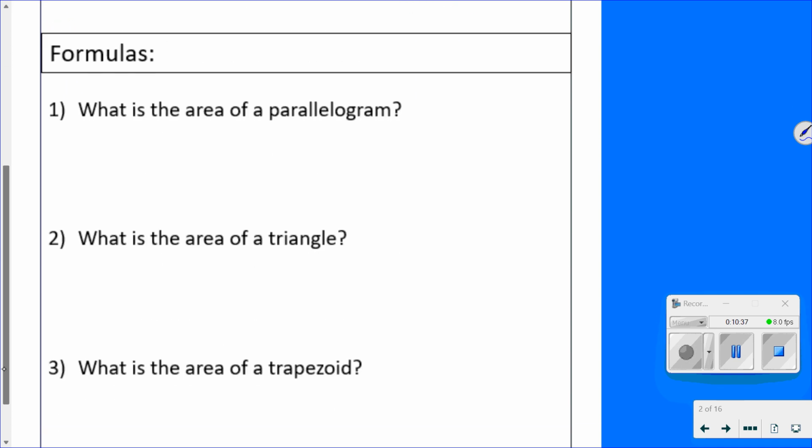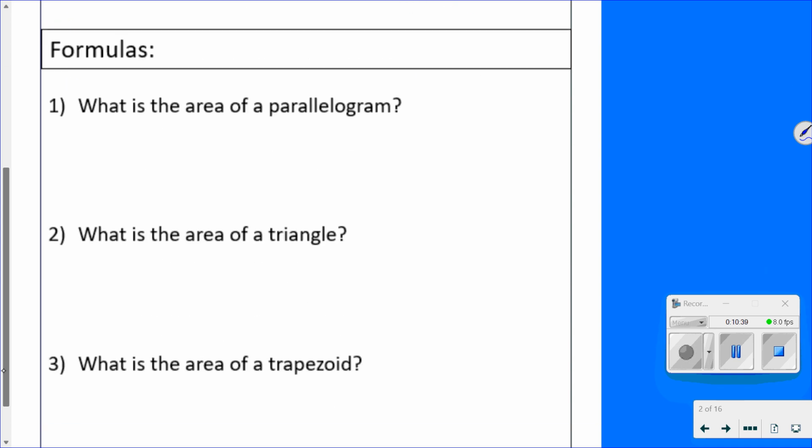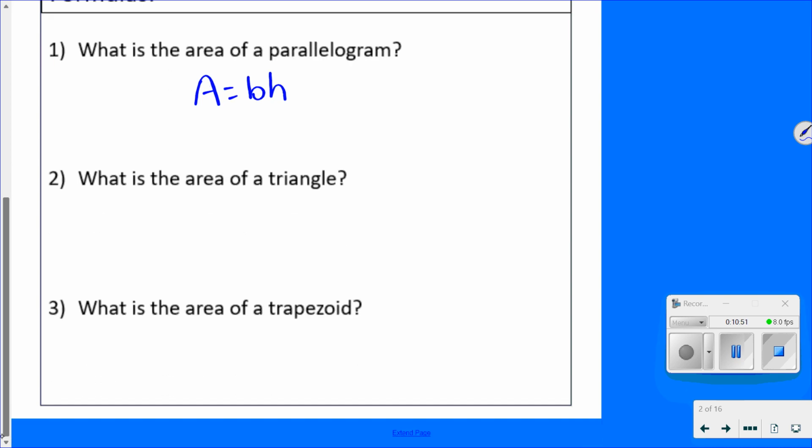And then we talked about formulas. What is the area of a parallelogram? Yes. Area equals base multiplied by height. Number 2, what is the area of a triangle? Yes. One half base times height. And what is the area of a trapezoid? Vivian. Area equals 1/2 base 1 plus base 2 times height. Yes.